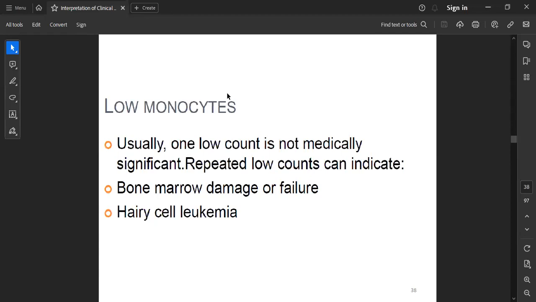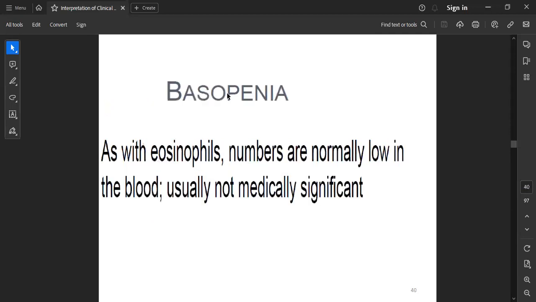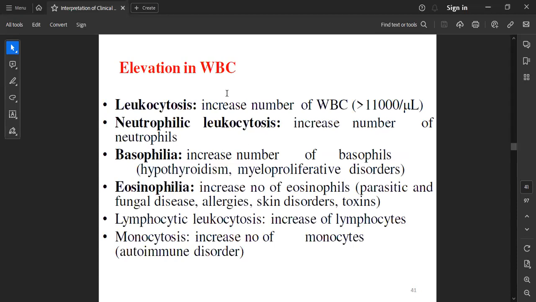Low monocytes just indicate that there's bone marrow damage or failure or hairy cell leukemia. For this one, you need to do repeat tests. Eosinophils are normally low, so this one is not very significant. Also basophils. Now, the opposite of -penia is -cytosis.